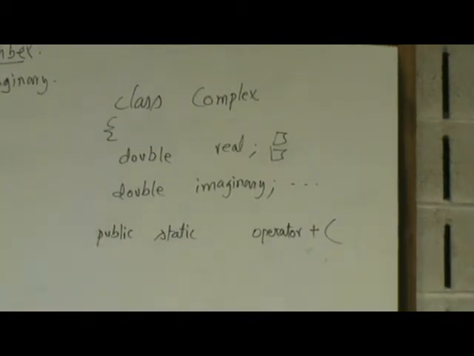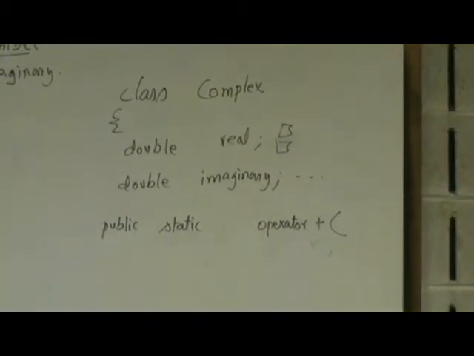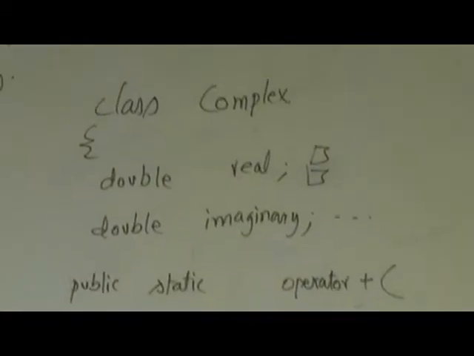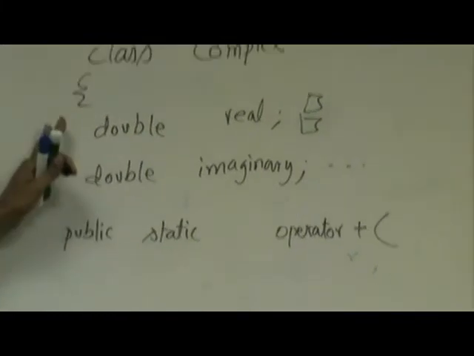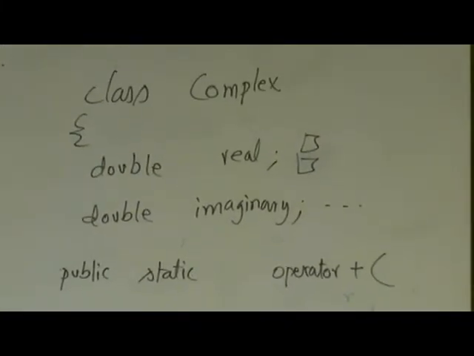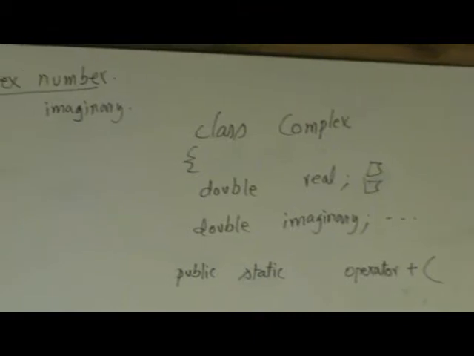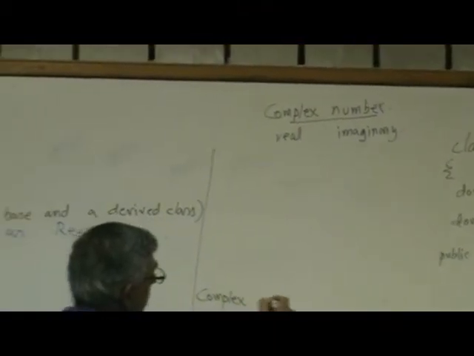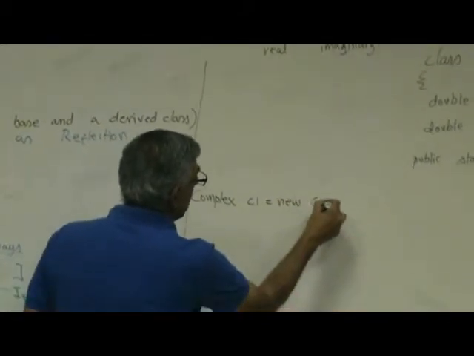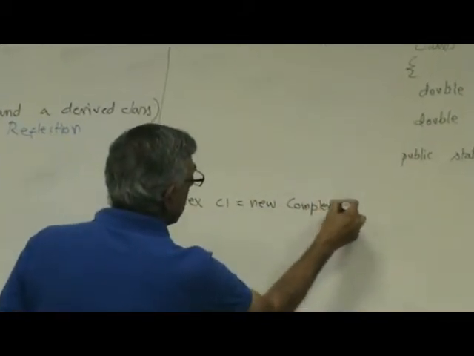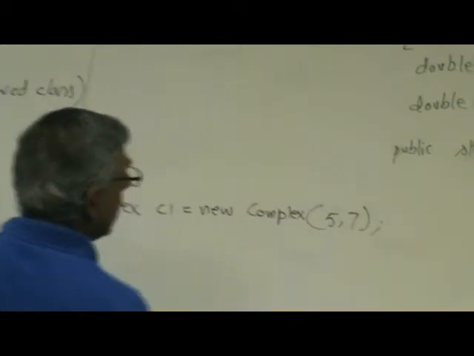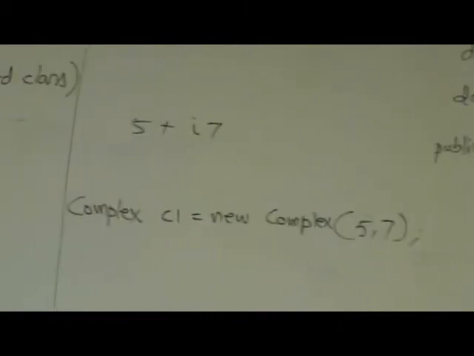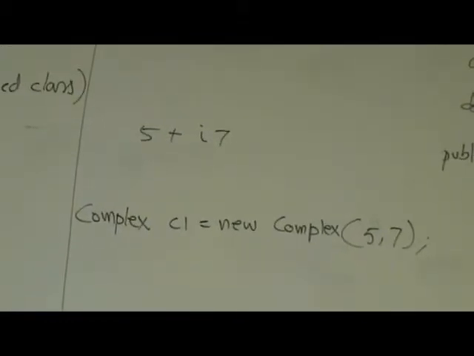Okay, so before we write any further code, let's try to see how the user will try to create complex objects and how they will try to add them or subtract them, right? So the user will try to do something like this. Complex C1 equal to new complex, let's say 5 comma 7, meaning 5 plus I 7. So 7 is the imaginary part.